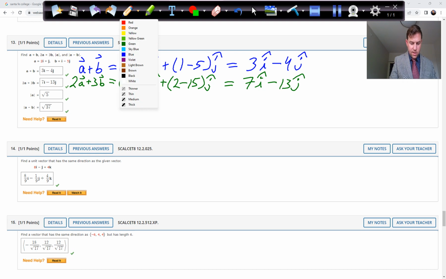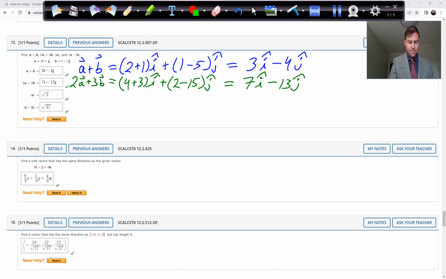Okay, then the third part says find the magnitude of a. So the magnitude of a is its length, and we just use Pythagorean theorem to get it. So we take the i component squared plus the j component squared, and we get the square root of 4 plus 1, which is root 5. So that would be the length of that vector a.